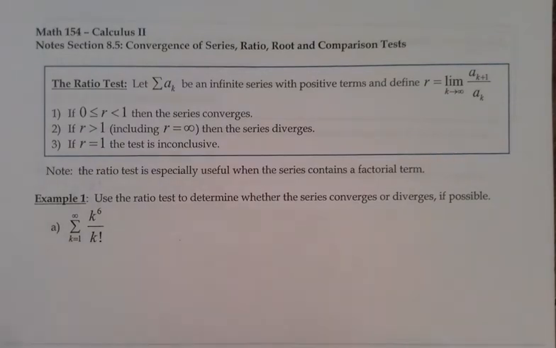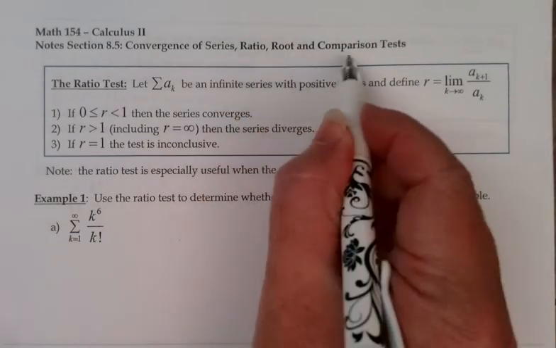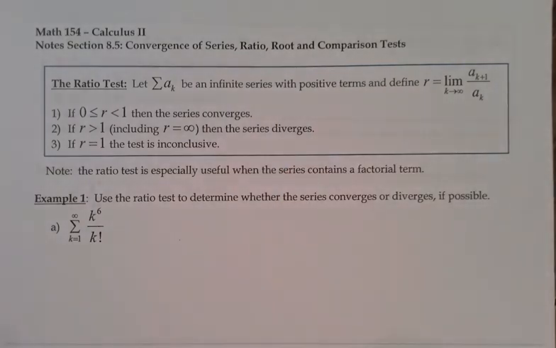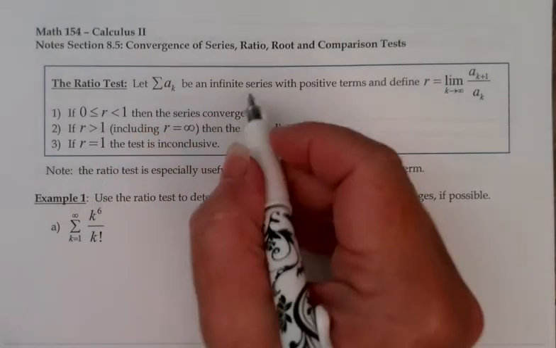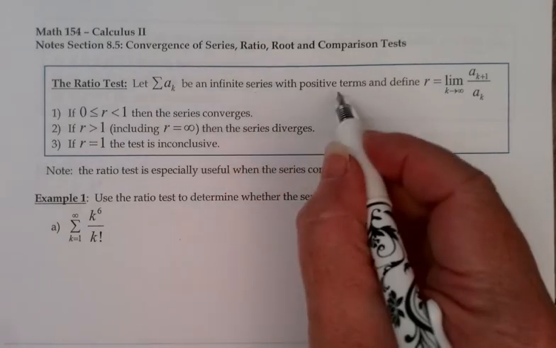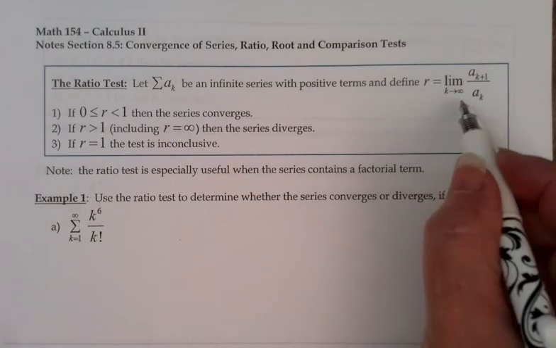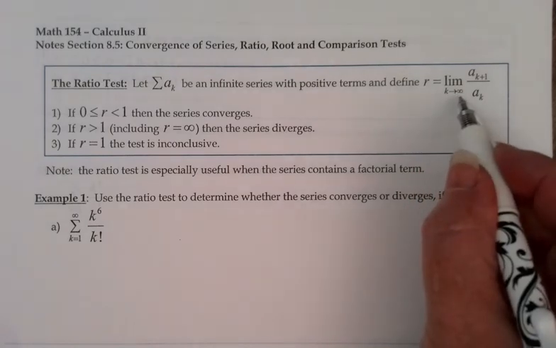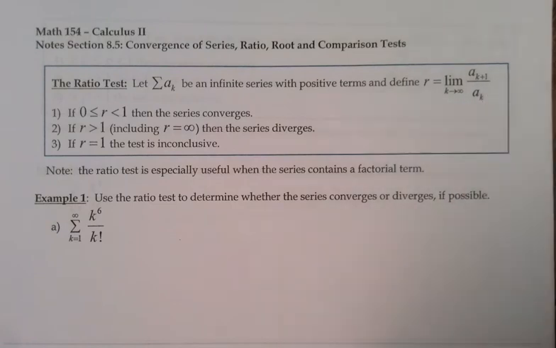We're going to look at kind of 3, but really 4 tests here. The ratio test, the root test, and then there are actually 2 comparison tests in this section. So we'll start with the ratio test. If the series sum of a sub k is an infinite series with positive terms, we'll define R as the limit as k goes to infinity of a sub k plus 1 divided by a sub k.